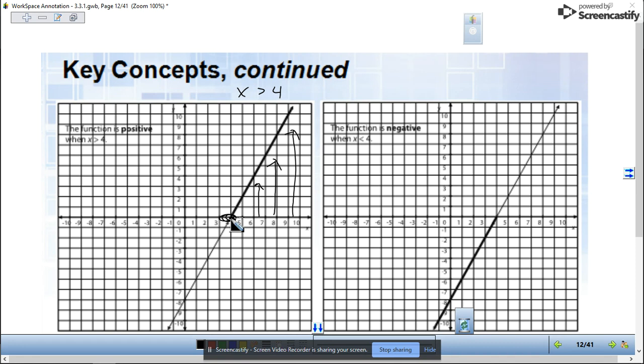Okay, now when x is less than 4, okay, it's negative. Negative and positive. Okay, so we're just listing out those key features. So again, when it's left of 4, you have to go down to get to your line. Another way we could write this is negative infinity up to 4. And then this one would be 4 to positive infinity. I wrote it from least to greatest.